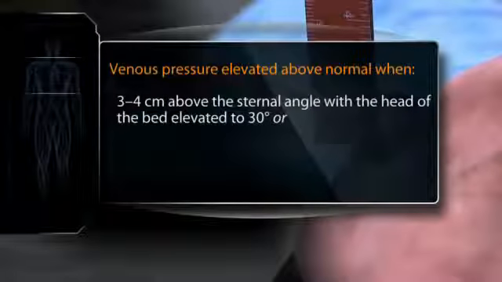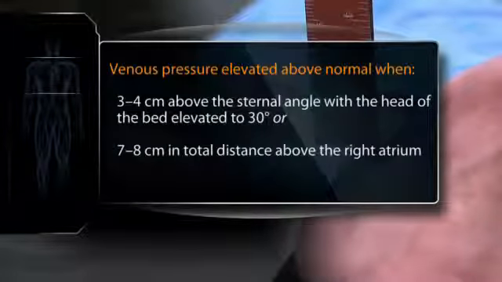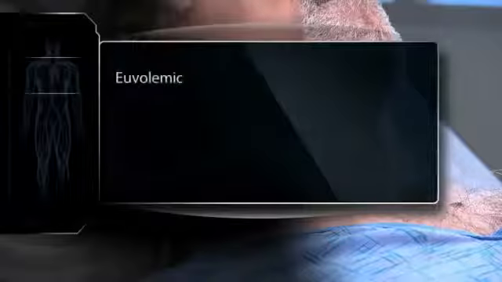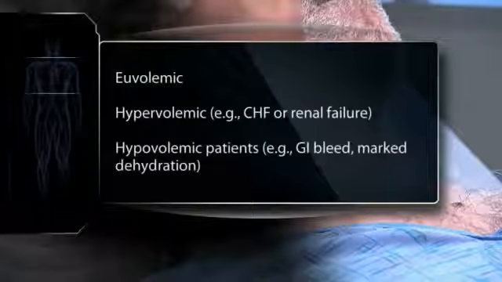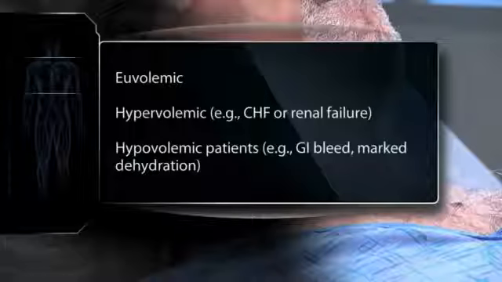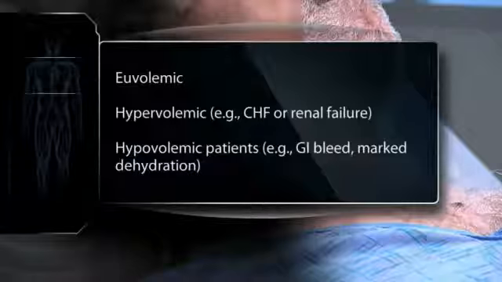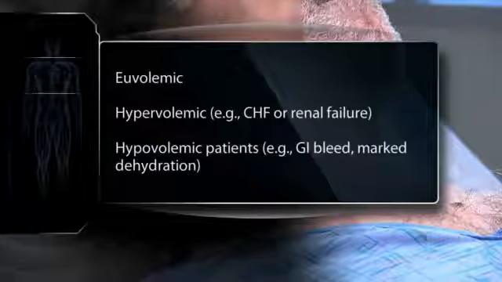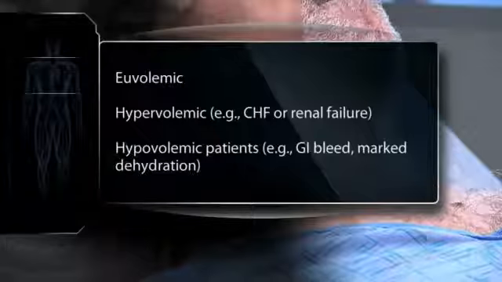Venous pressure is elevated above normal when it measures greater than 3 to 4 centimeters above the sternal angle, with the bed elevated to 30 degrees, or more than 7 to 8 centimeters in total distance above the right atrium. These steps allow you to make an accurate measurement of the JVP that is important for assessing the intravascular volume status in euvolemic, hypervolemic, or hypovolemic patients. In hypervolemic patients, the JVP can be as high as the angle of the jaw. In hypovolemic patients, the JVP may be below the sternal angle.